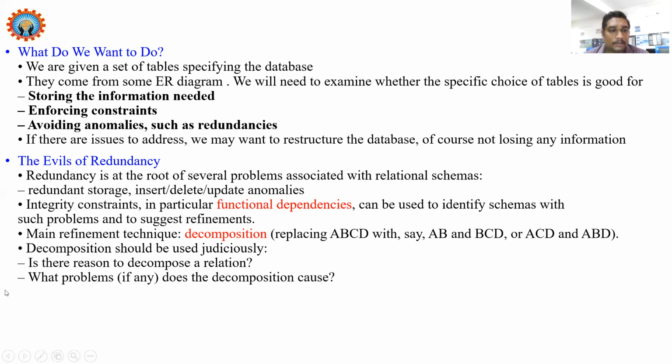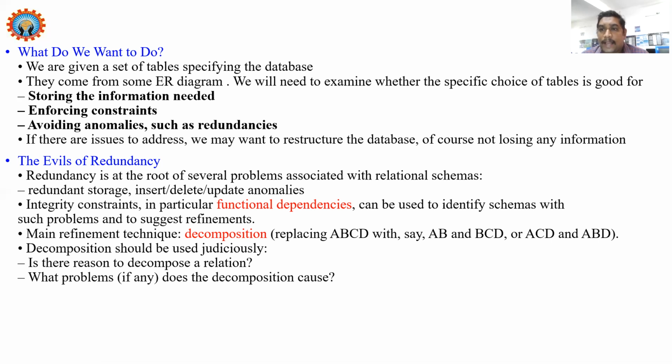Okay, right. So the decomposition should be used judiciously, which means is there a reason to decompose the relation? If you are dividing the relation into sub-relations, you have to justify, based upon the attributes, how you are dividing the data or the relation into sub-relations, and what problems the decomposition causes. Now, if you divide one relation into sub-relations, okay, clear.